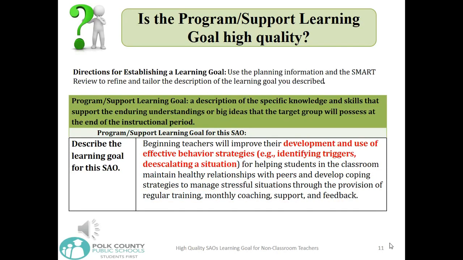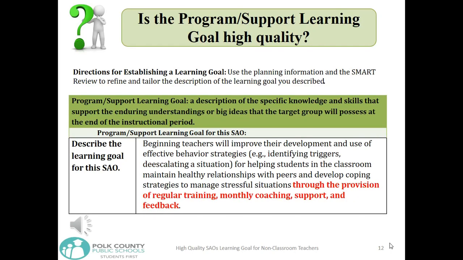Why is this high quality? The learning goal specifically identifies what the teachers will learn as a result of a provided support, development and use of effective behavior strategies, as well as specific knowledge and skills such as identifying triggers and de-escalating a situation. The learning goal also identifies how the support will be provided through the provision of regular training, monthly coaching, and support and feedback.